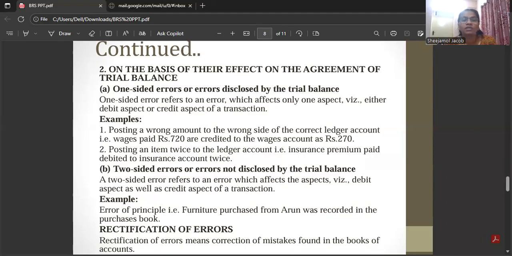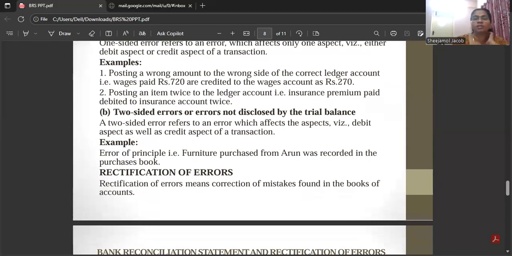Posting an item twice to the ledger account, for example insurance premium paid debited to insurance account twice, is also a one-sided error. Sometimes it may be two-sided errors, or errors not disclosed by the trial balance. A two-sided error refers to an error which affects both the debit aspect as well as the credit aspect of the transaction. An error of principle, for example furniture purchased from Arun was recorded in the purchase book, is an example of a two-sided error. It will not be reflected in the trial balance.